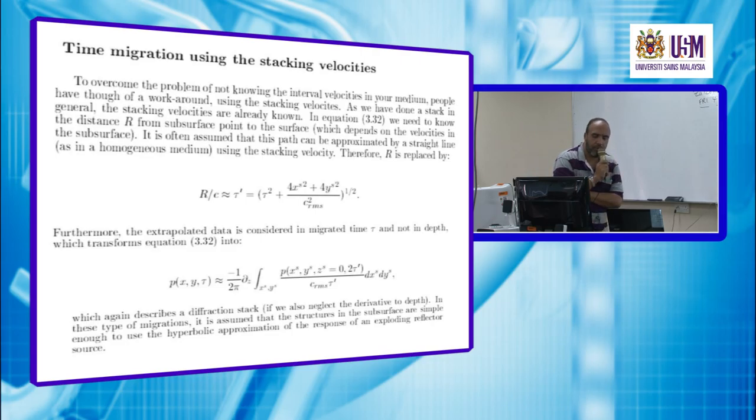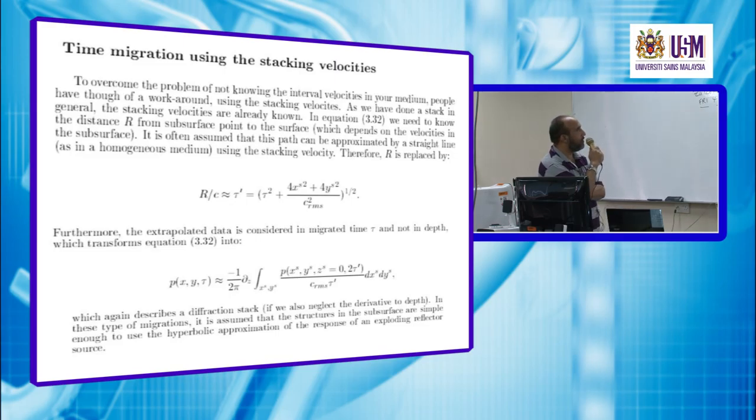Now you understand we have two types of velocities. I'm not going to ask you what these two types are, but the first one is the root mean square velocity, and the second one is the average velocity. Okay? Now, in this, we are meeting the third one, which is called the interval velocity. The interval velocity is that velocity between two interfaces. It represents the velocity within the layer itself.